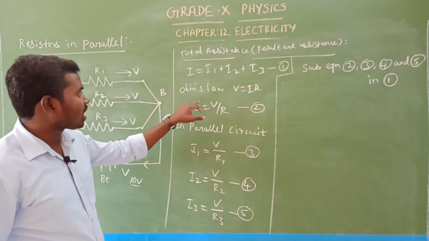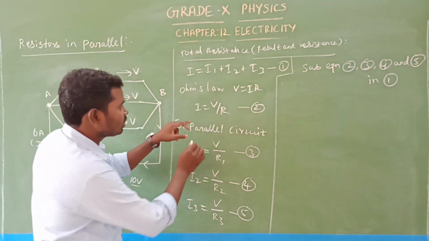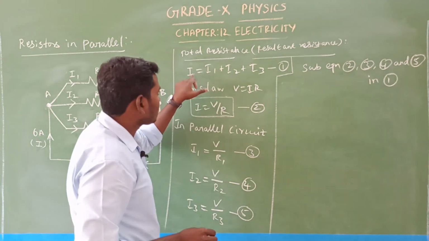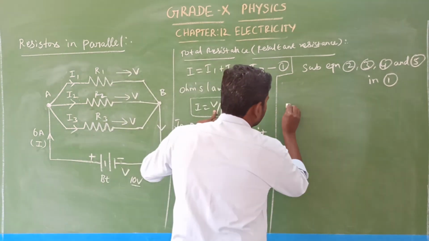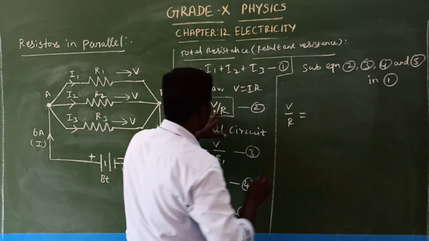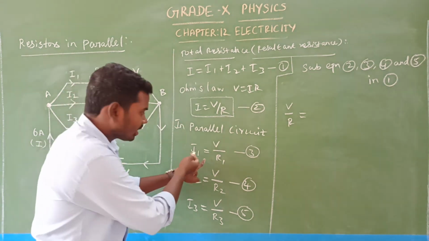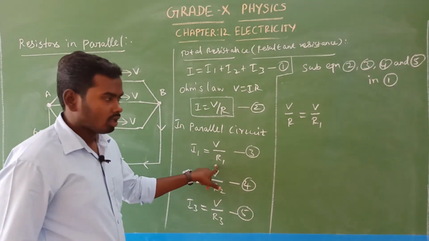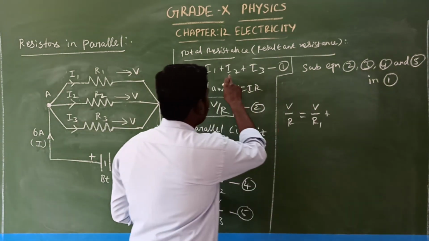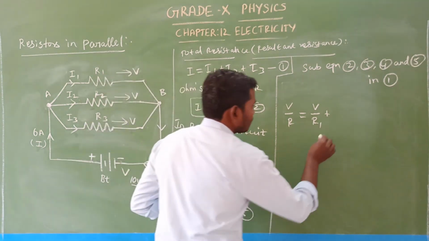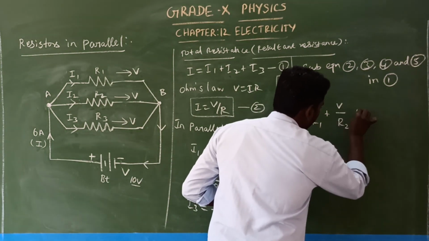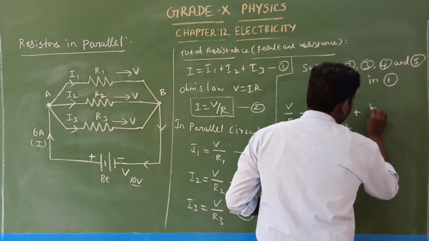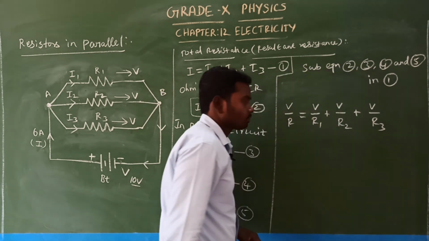Look at here. According to Ohm's law, we already know I is equal to V by R. Substitute this I value in equation 1. So instead of I, we can write V by R, which is equal to I1 value, which is V by R1, plus the I2 value, which is V by R2, plus the I3 value, which is V by R3. Is it clear?